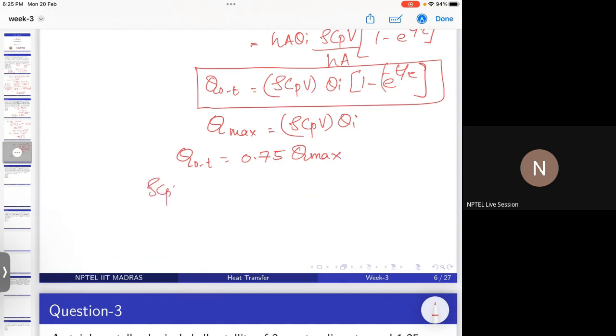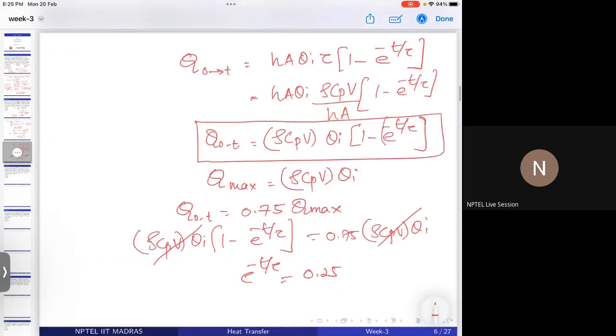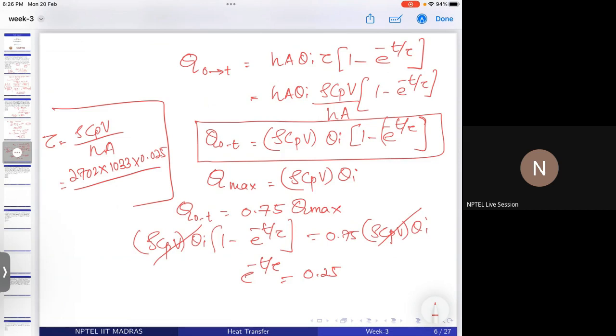So if you substitute, you can cancel this. For that you need to calculate what is tau, that is the time constant, which is rho CPV by HA. So this will be 2702 into CP 1033 into 0.025 divided by H, which is 1500. If you substitute in this value, you will get the time as 967.34 seconds. Okay, so the slab will take around 967.34 seconds to reach 75% of the maximum possible energy storage.